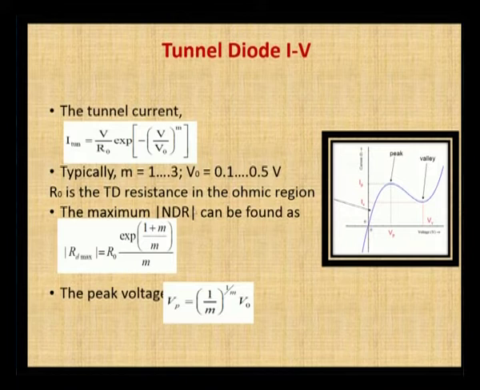The maximum negative differential resistance can be found as, this is the expression for maximum negative differential resistance. R D max is equal to R naught into exponential of 1 by m whole by m, and the peak voltage Vp is equal to 1 by m whole power 1 by m into V naught. Next we move to excess current. Before going to excess current, we will have a short break.